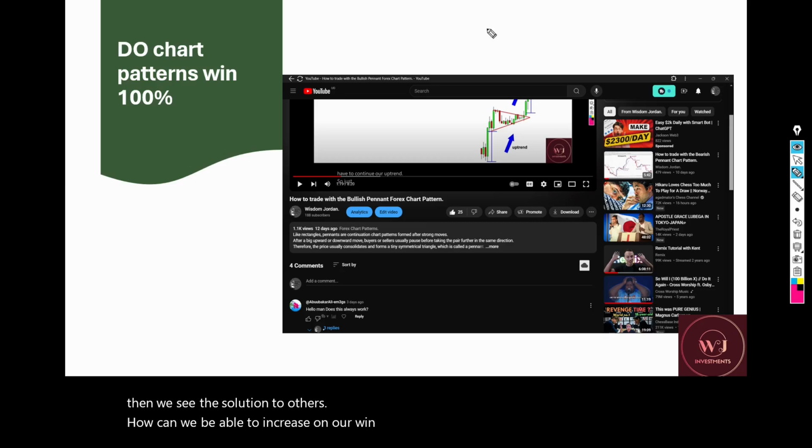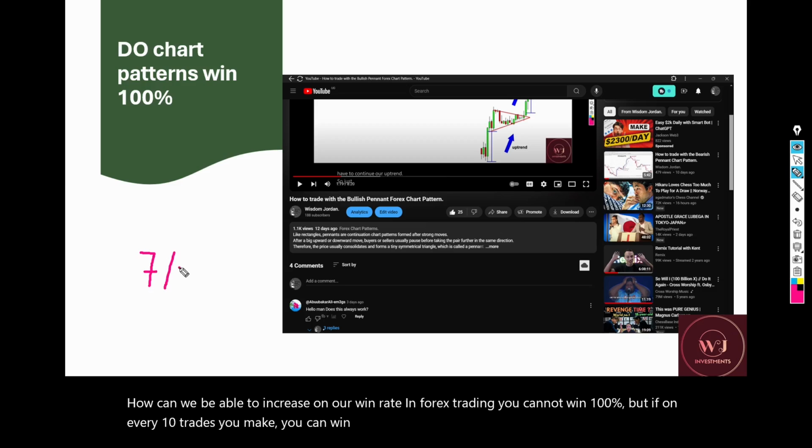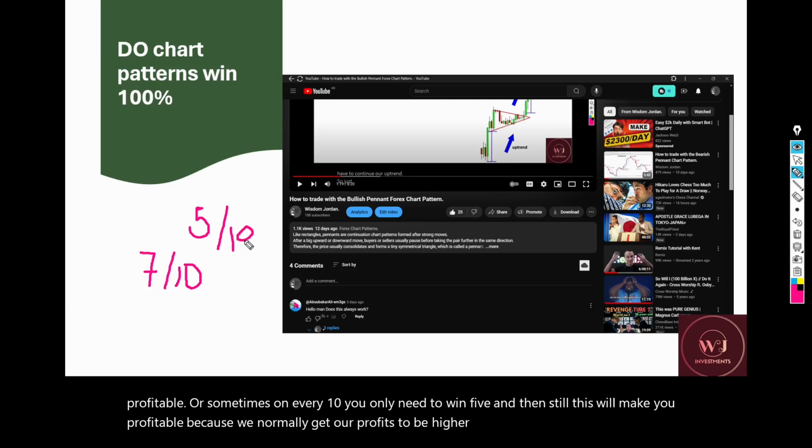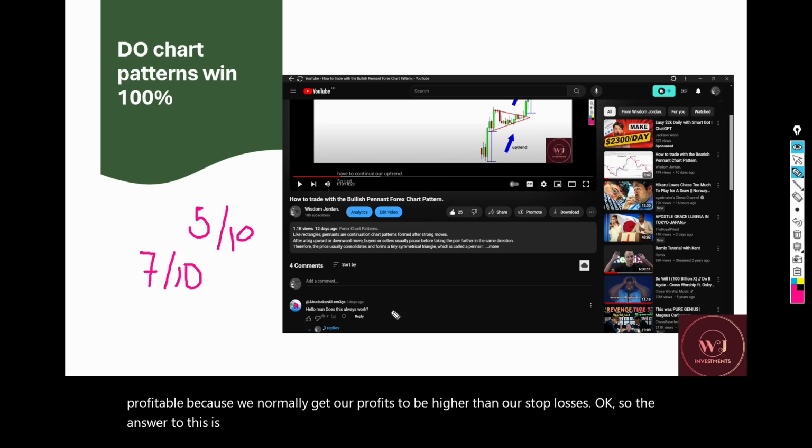In forex trading, you cannot win 100%, but if on every 10 trades you make, you win 7 out of 10, it means that you are highly profitable. Or sometimes on every 10 you only need to win 5, and still this will make you profitable, because we normally get our profits to be higher than our stop losses. So the answer is that it does not always work, but it works most of the time.